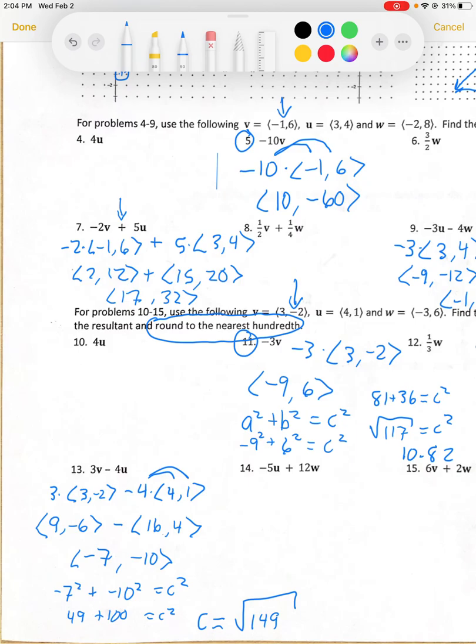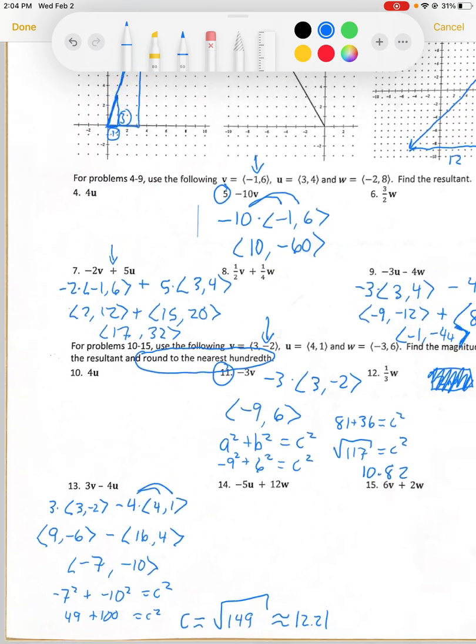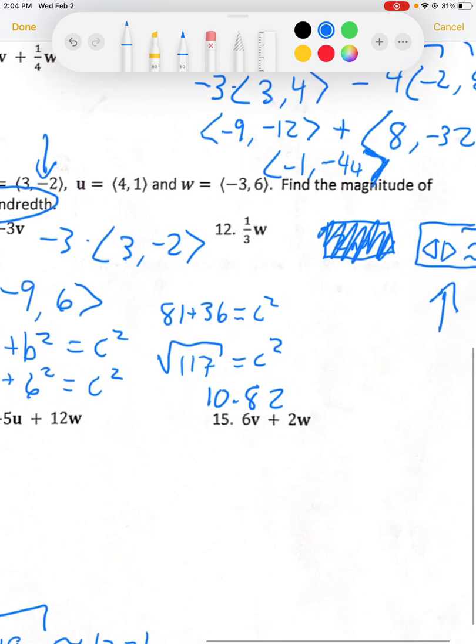It's going to be about 12 something. And we get 12.21, rounded to the nearest hundredth. Number 15, let's just keep going.